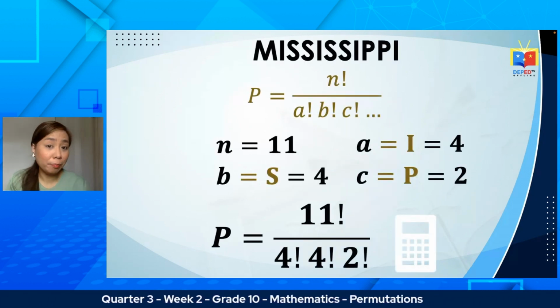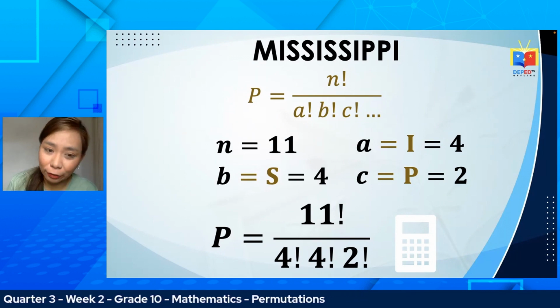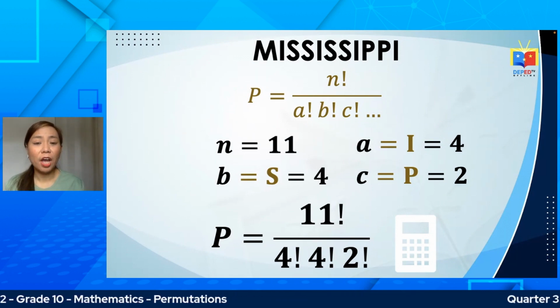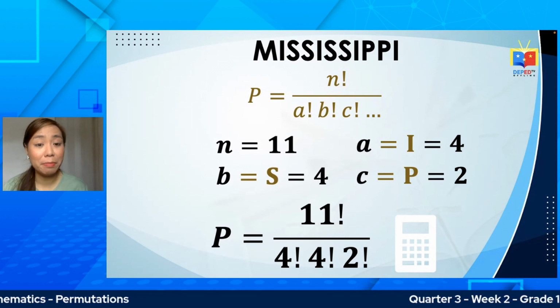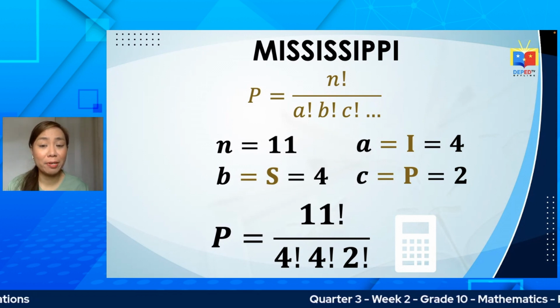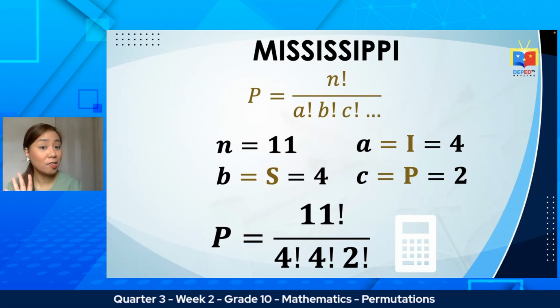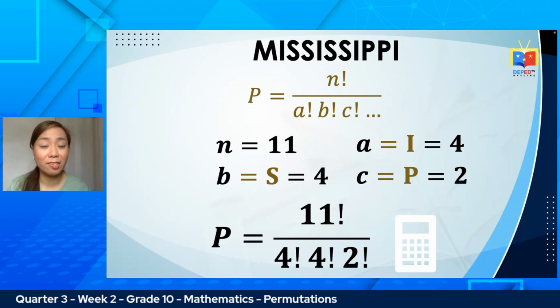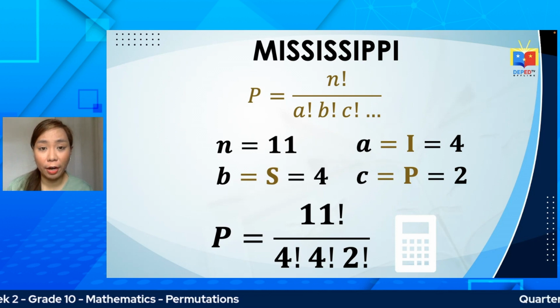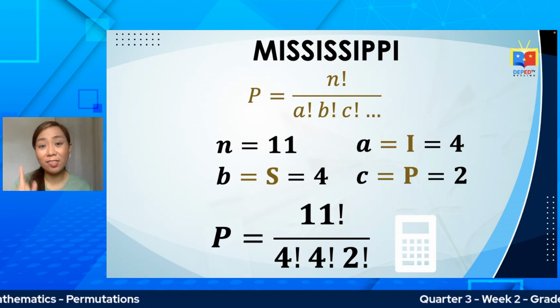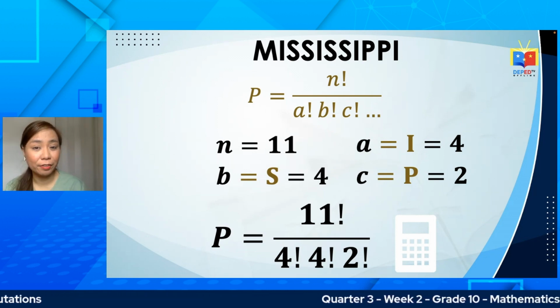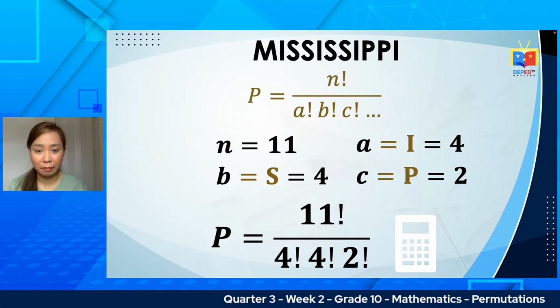Our n here will be 11 because there are 11 letters. And we will be using the letters A, B, C. A will represent the letter I, and counting, we have 4 I's. B represents the S, and there are 4 S's. And C for the letter P. There are 2 P's in Mississippi.